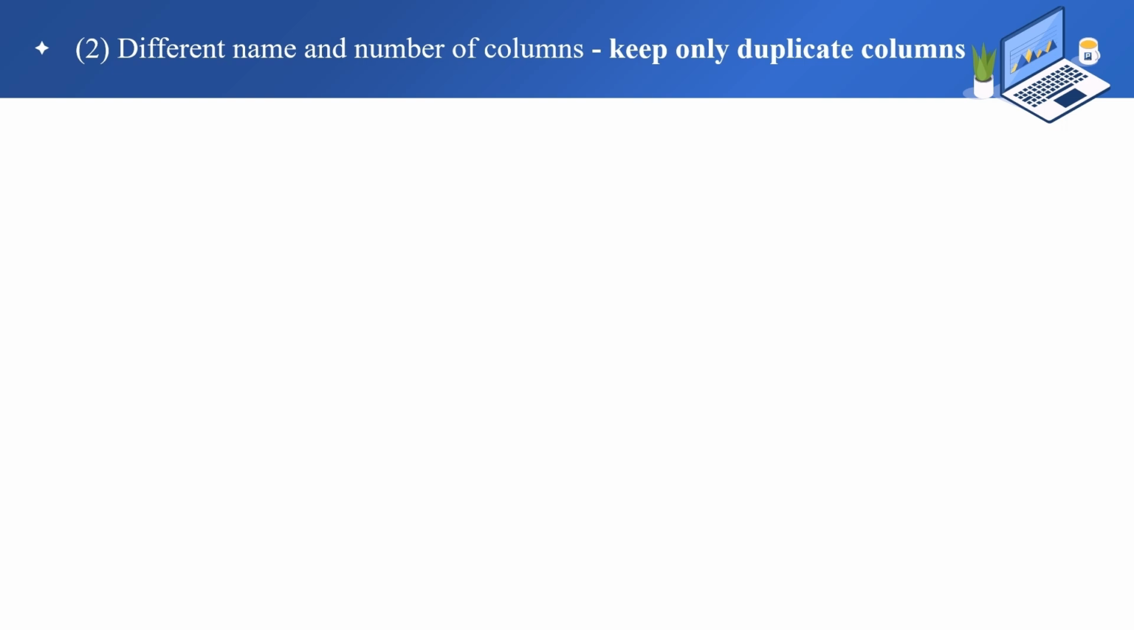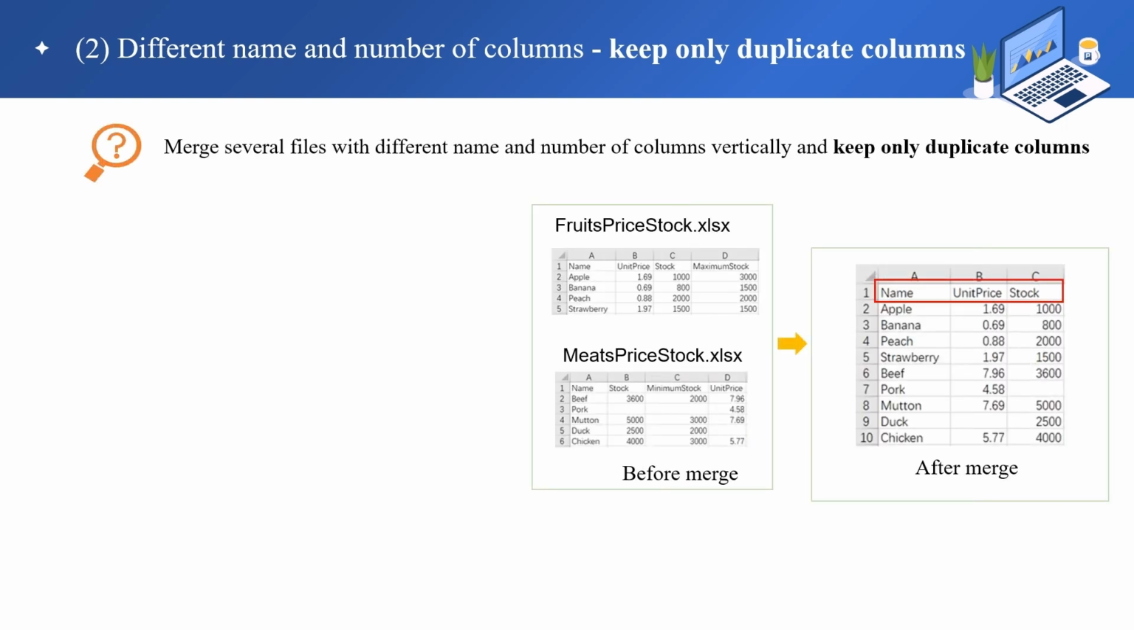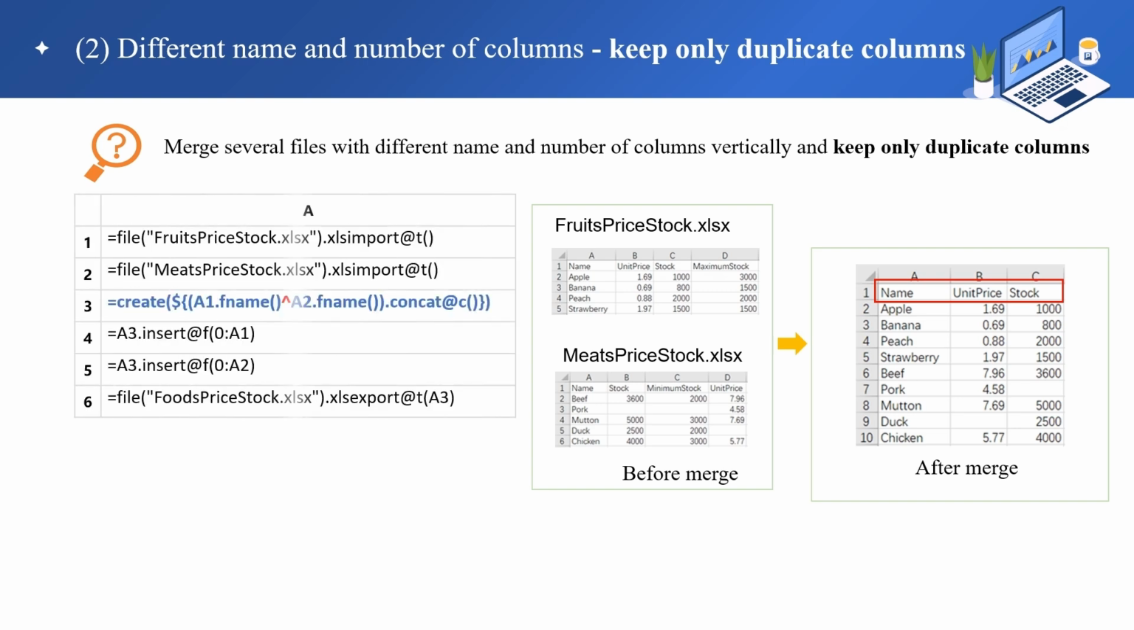Different name and number of columns. Keep only duplicate columns. We still use the above 2 files as an example. Now it is required to keep only the duplicate columns after merging. That is, only the columns name, unit price, and stock that are common to both tables are kept. The same method can be used to merge, except that the union operator in A3 needs to be changed to the intersection operator. The red symbol indicates the calculation of intersection, which means it will calculate the field names that are common to both tables. The remaining code remains unchanged.